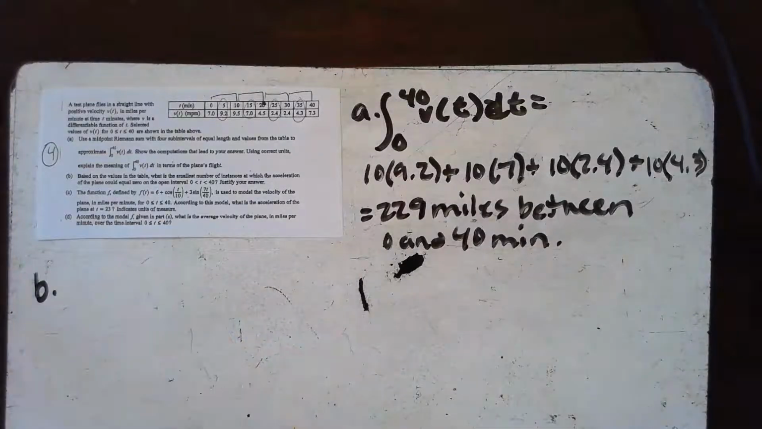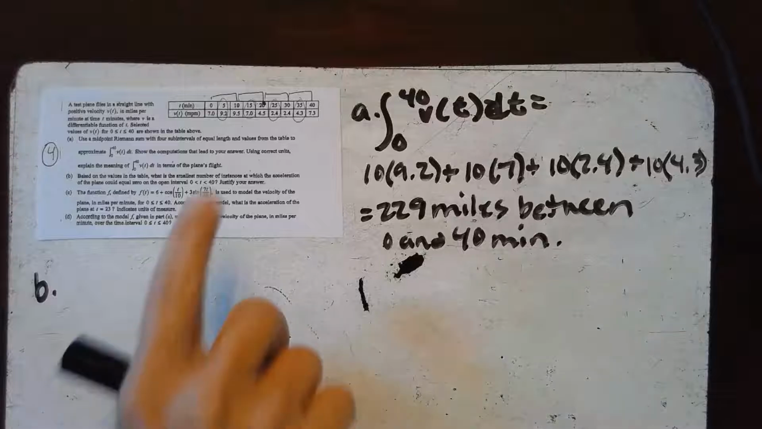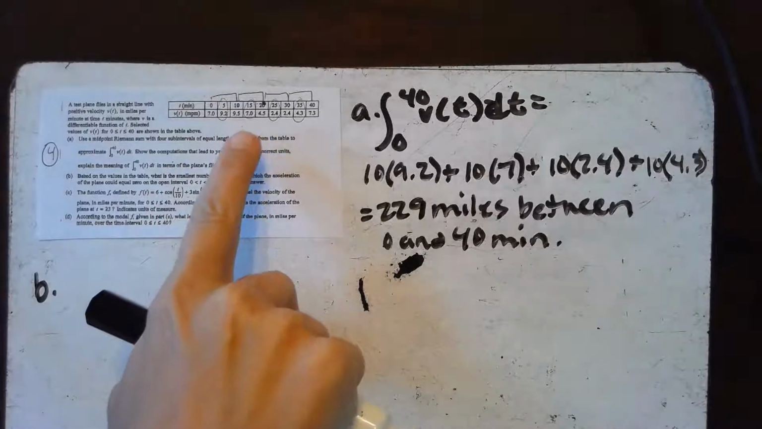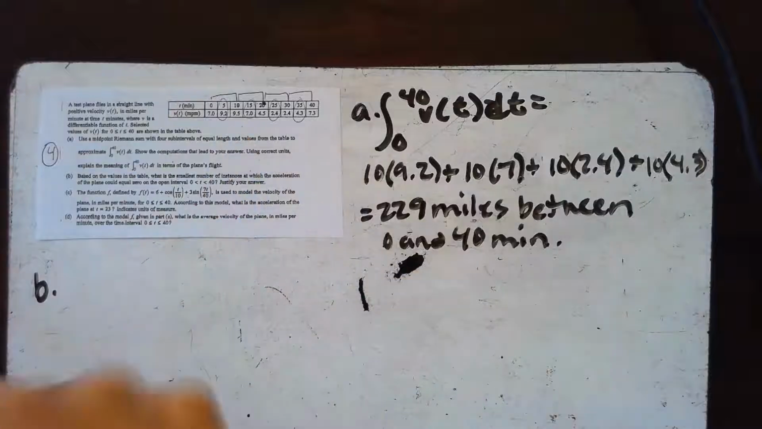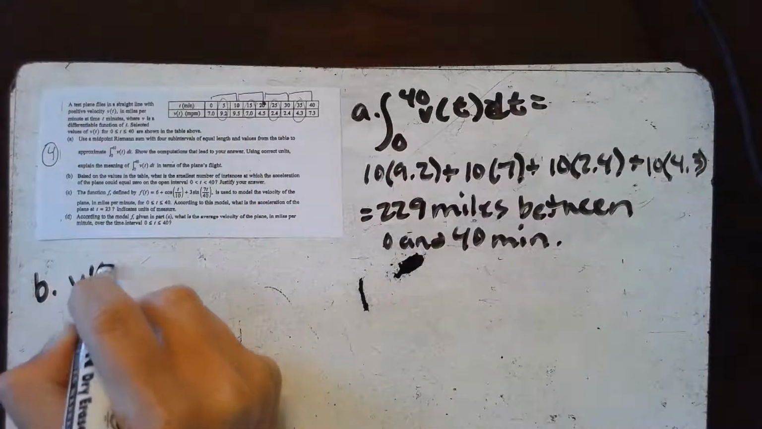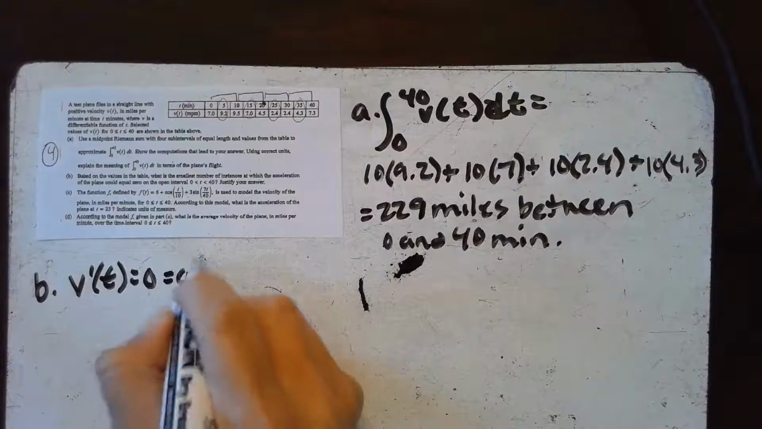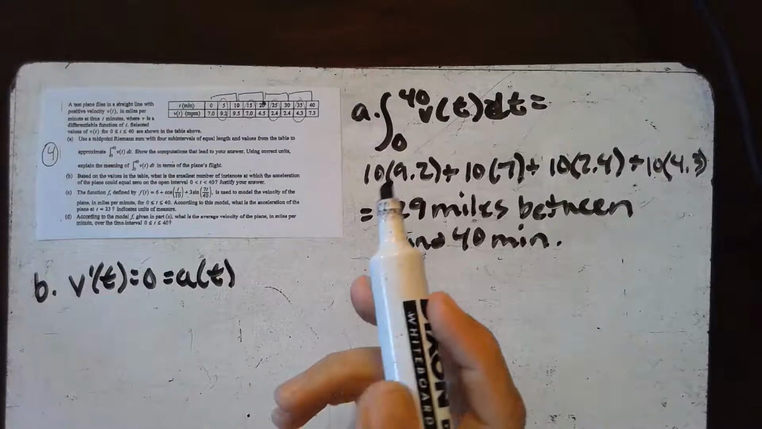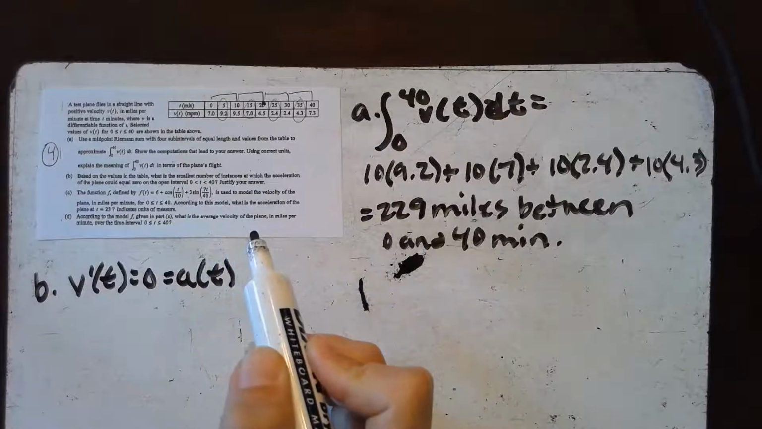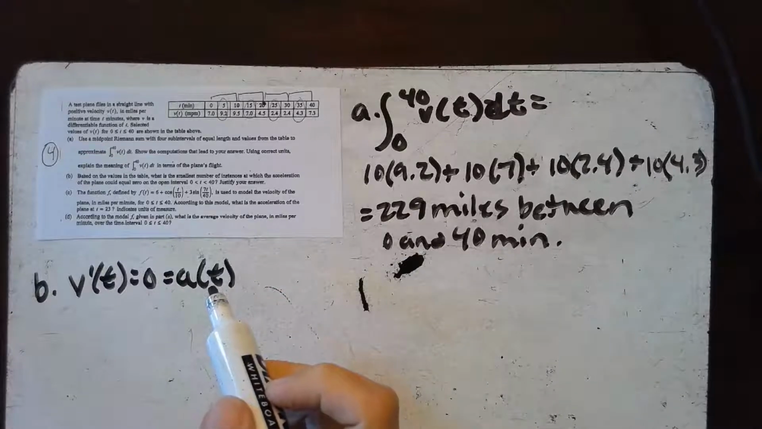All right, part B. Based on the values in the table, what is the smallest number of instances at which the acceleration of the plane could equal 0 on the open interval? Acceleration would be the second derivative, basically the derivative of this. And we want when the derivative equals 0, and that would be when you're going to have the acceleration equal to 0.